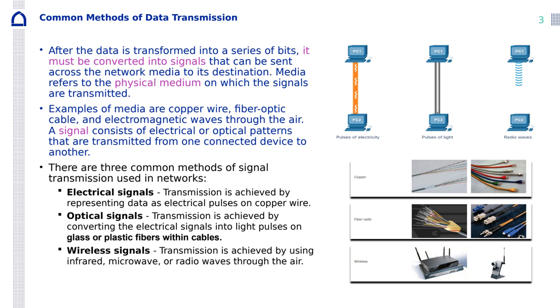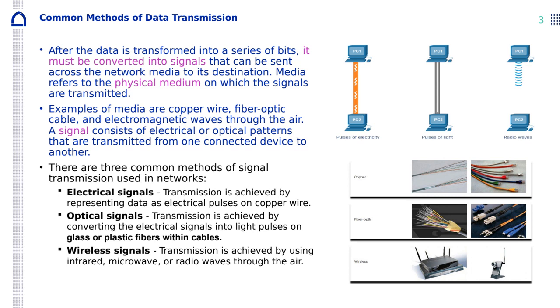Now here we have this. The data is transferred into bits. Now you want to send the data, so you need to convert it into signals so that you are able to send them. The media is called the physical medium, like cables, fiber optic, Wi-Fi. So we have also copper wire.